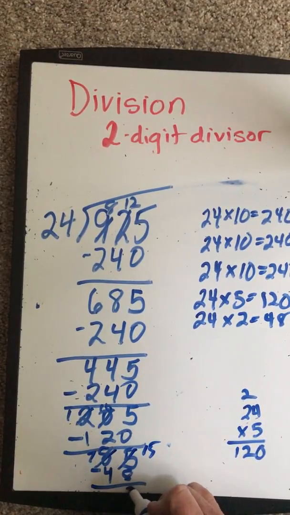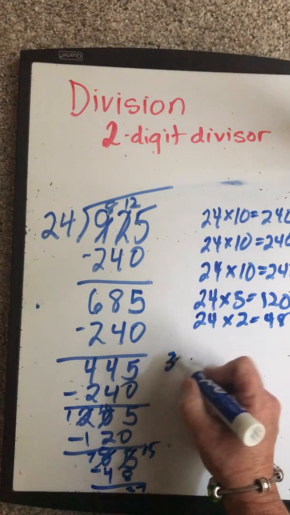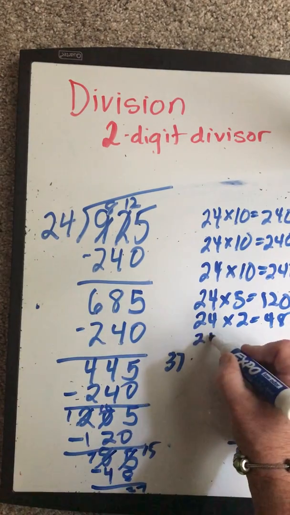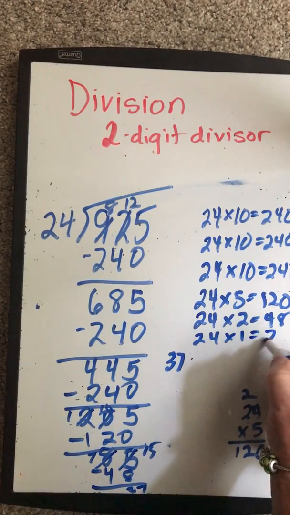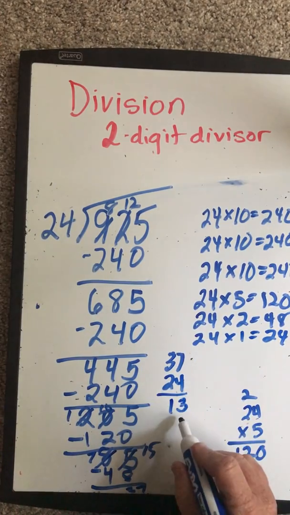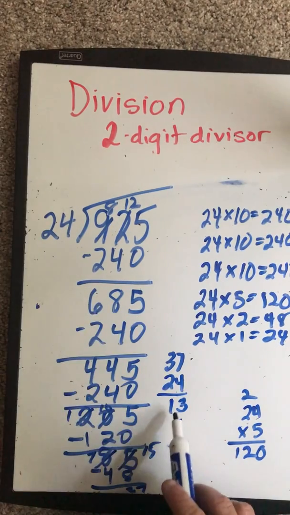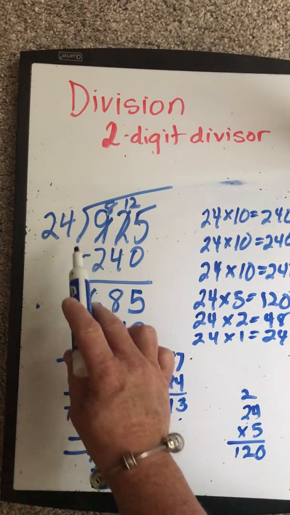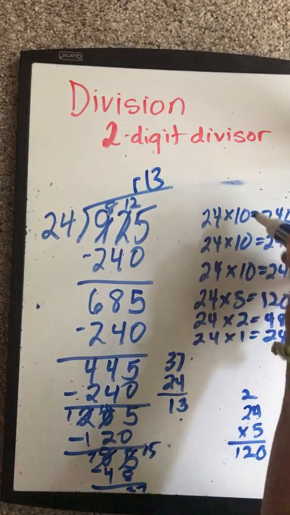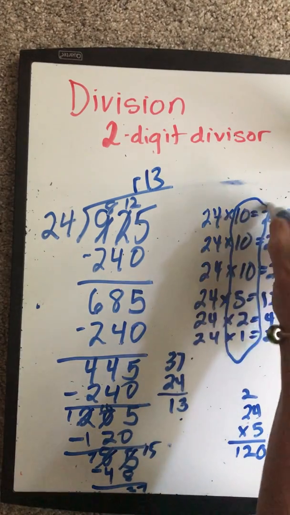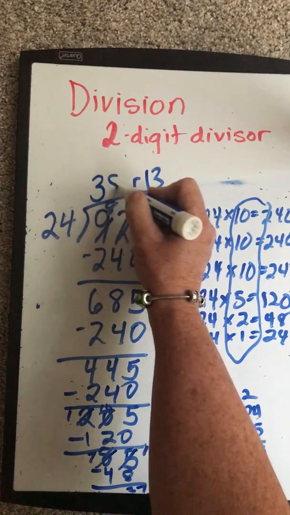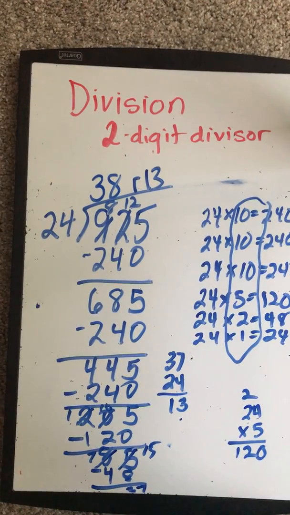Now I'm at 37. I'm just going to bring my 37 right up here. I can't do 24 times 2 again. So I know I can do 24 times 1. So now I have 13. 24 is larger than 13, so 24 can't go in there. So 13 is going to be my remainder, and then I'm just going to add these numbers up. 10, 20, 35, 37, 38. And there is my answer.